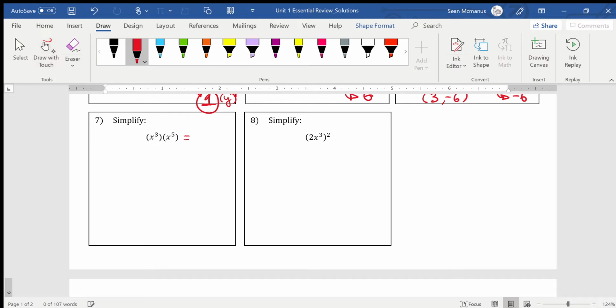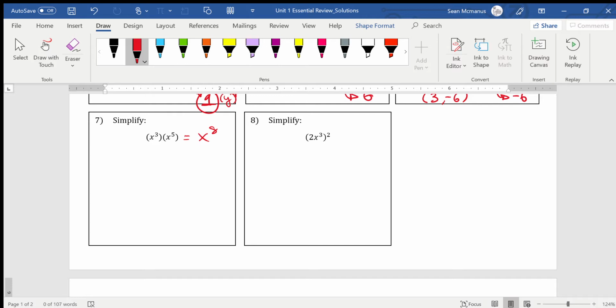I know the answer, right? The answer is x to the 8th power. The rule tells me if I'm multiplying, right here, that's what two parentheses mean, if I'm multiplying two terms that are the same, same variables, I add the exponents together, right? If I'm multiplying them, I add the exponents together. So that's really simple, right?